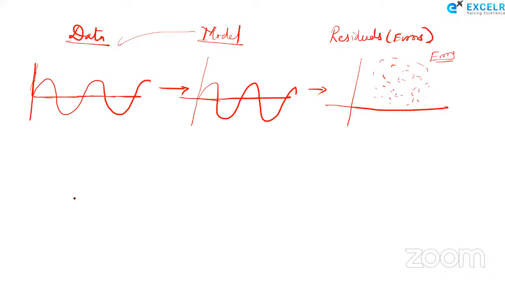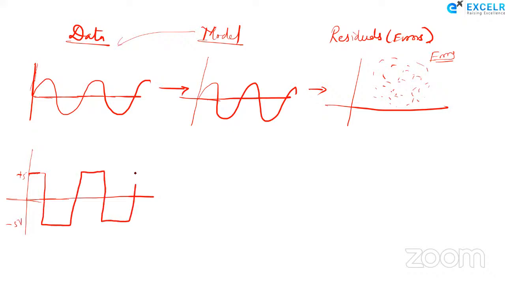But let us say there is a different, complex pattern in the data. Let us say this pattern is something like this, like plus 5 volt to minus 5 volt, just for example purposes. When you train the model on this kind of data, the model is not able to capture this pattern because of its complexity.